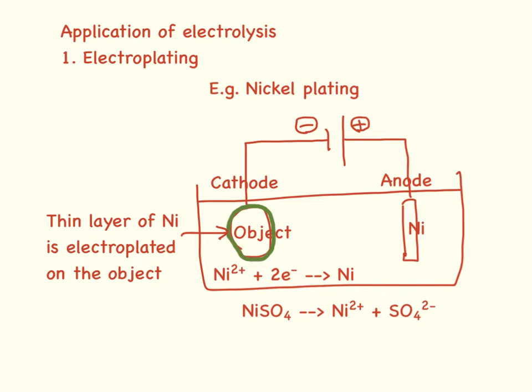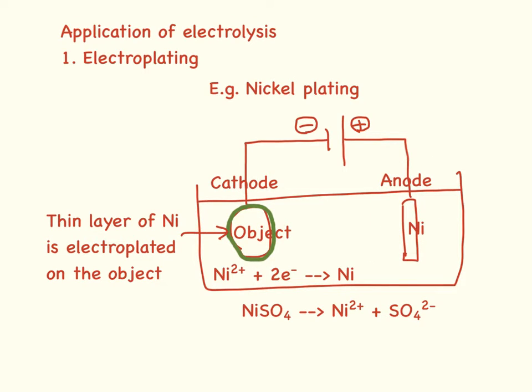During electroplating, the object being plated must be connected to the cathode. The electrolyte used must contain the plated metal ion. Here, in this case, nickel 2 ions. We should use nickel to be the anode as well.